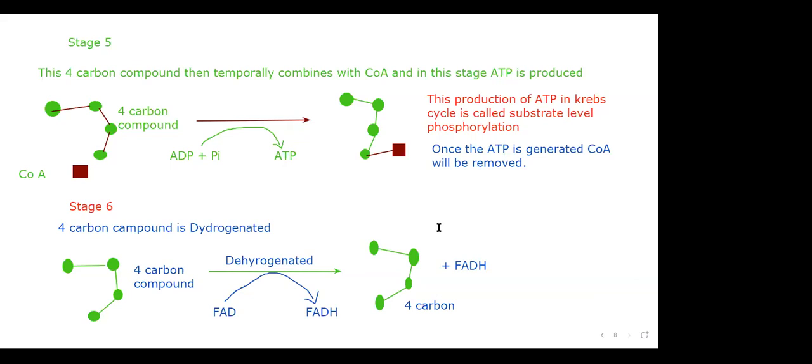So in stage 6, what happened? The 4 carbon compound is dehydrogenated. Here the reducing agent is FAD. FAD removes a hydrogen to form FADH. So the 4 carbon remains the same. That is stage 6. Shall we move to stage 7, which is the final stage? We should be happy now.